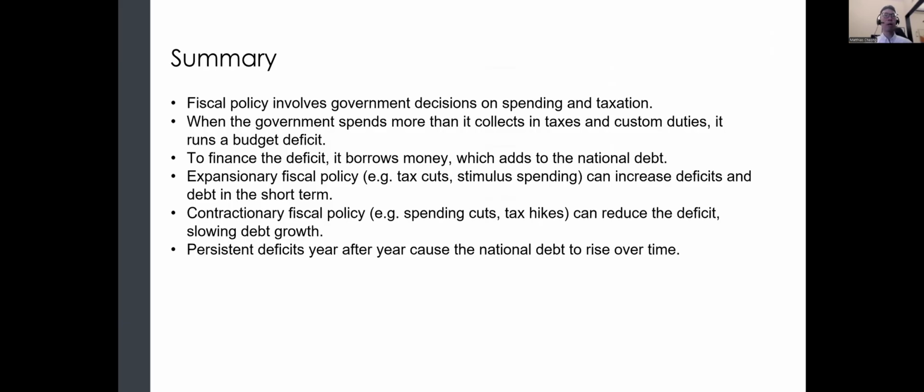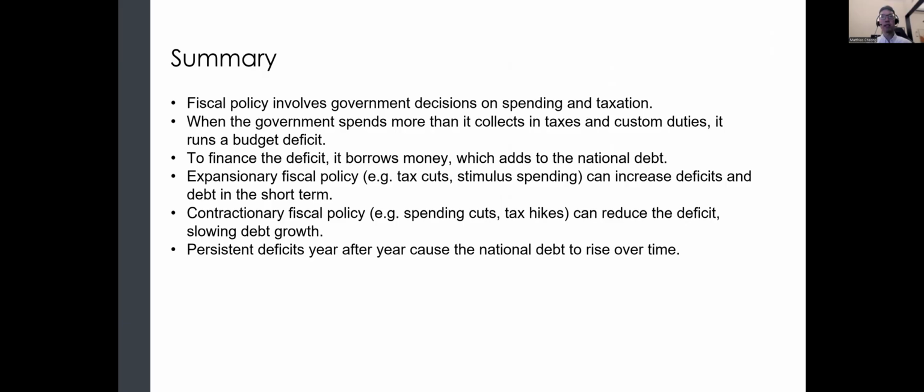So in summary, what have we learned? There are a few key points I want you to take away from today's lesson. First, fiscal policy involves government decisions on spending and taxation. When the government spends more than it collects in taxes and customs duties, it runs a budget deficit. To finance the deficit, it borrows money, which adds to the national debt.